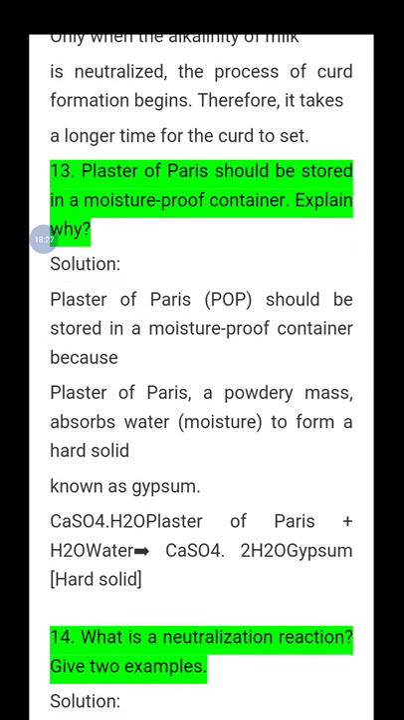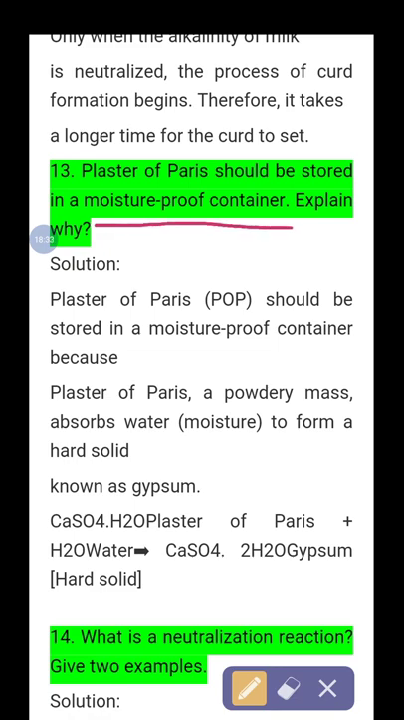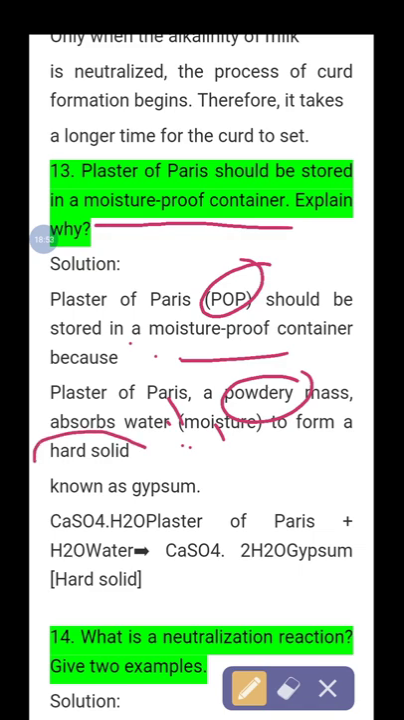Plaster of Paris should be stored in a moisture-proof container. Why should it be placed in a moisture-proof container? The POP, as we generally call it, should be stored in a moisture-proof container because it is a powdery mass, and when it absorbs water, which type of water? The moisture in the atmosphere, it makes a hard solid, which is known as gypsum.